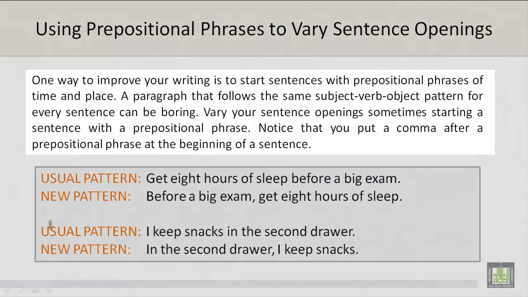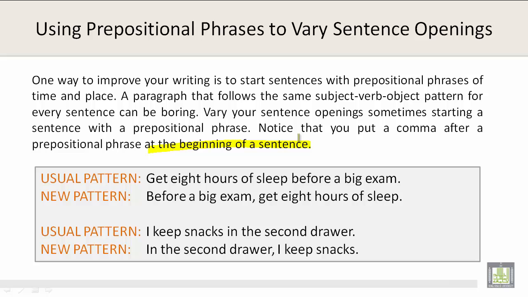One way to improve your writing is to start sentences with prepositional phrases of time and place. A paragraph that follows the same subject-verb-object pattern for every sentence can be boring. Vary your sentence openings sometimes, starting a sentence with a prepositional phrase. Notice that you put a comma after a prepositional phrase at the beginning of a sentence.